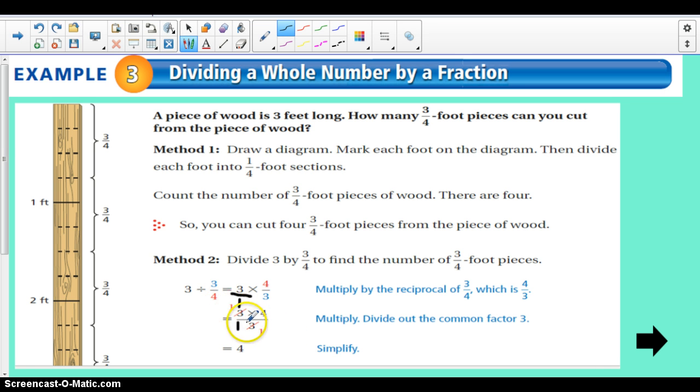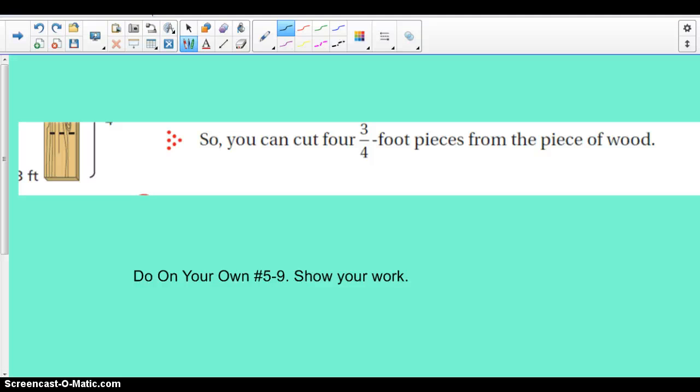Okay? So now you'd have 3 times 4 and 1 times 3, because what did you do? You flipped division to multiplication, flipped the second fraction to its reciprocal. Now, once you've done the factorization, you will simplify this, and then of course it'd be 4/1, and your answer is 4. So you can cut 4 3/4 foot pieces from the piece of wood.